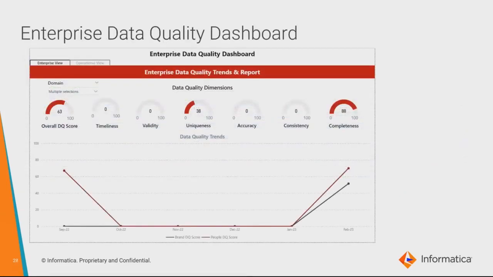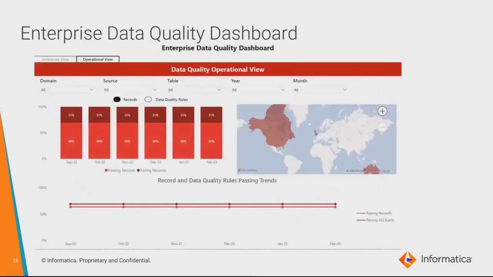Now this is a dashboard. This is the dashboard built on top of that aggregated table, which will show the trend, for each source and over a period of time, of how the trend is moving for different dimensions. This is the overview, and then we have this operational view where we can drill down further in terms of source, types of table, and the duration over which the data quality checks have been performed.